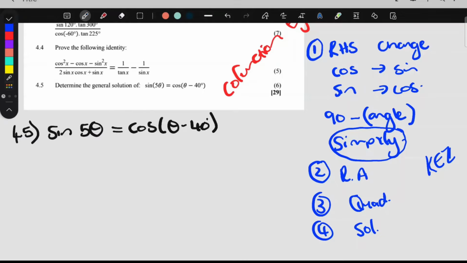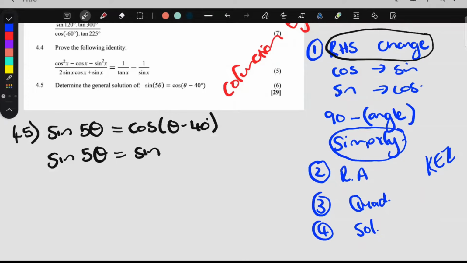Let's write our question down. So with the co-function type, I change my right-hand side. This is the right-hand side. And because there is a cos, I'm going to change that to sine. But remember, I still write everything down. I write this down. So this cos will now become sine. Then I say sine 90 minus the angle that was given. So this angle is 2 terms. It's theta minus 40. That's why I'm going to put it in brackets here. Theta minus 40. And then I close it. So it's always 90 minus the angle that was given.